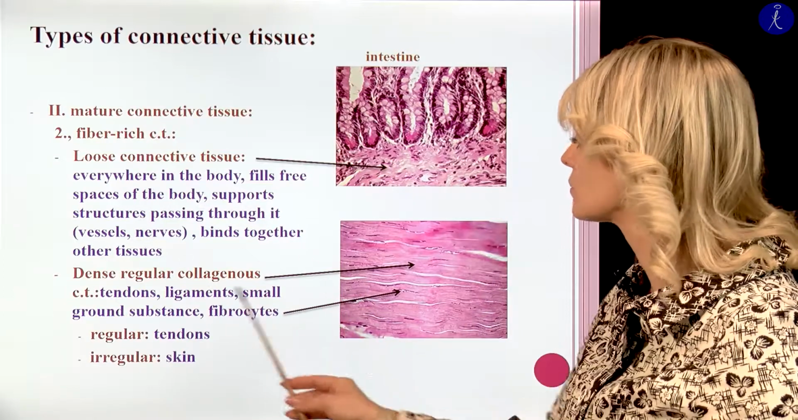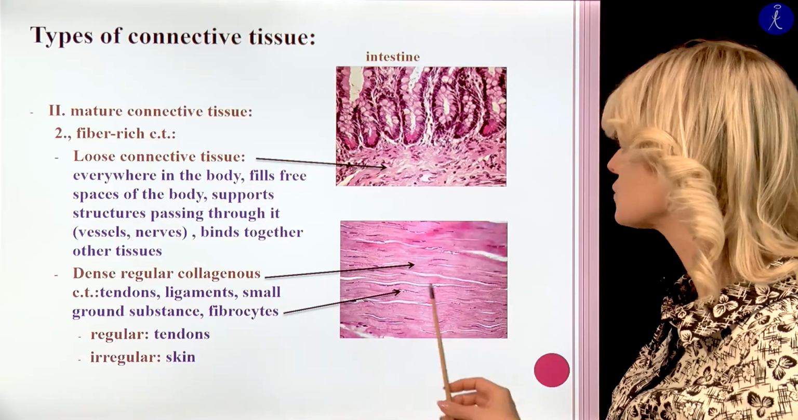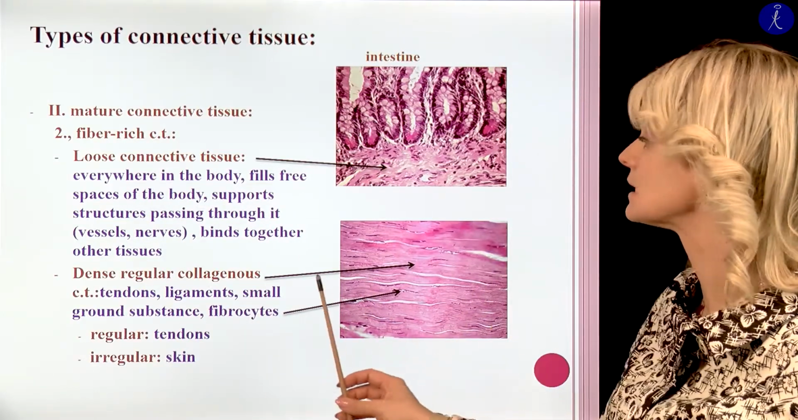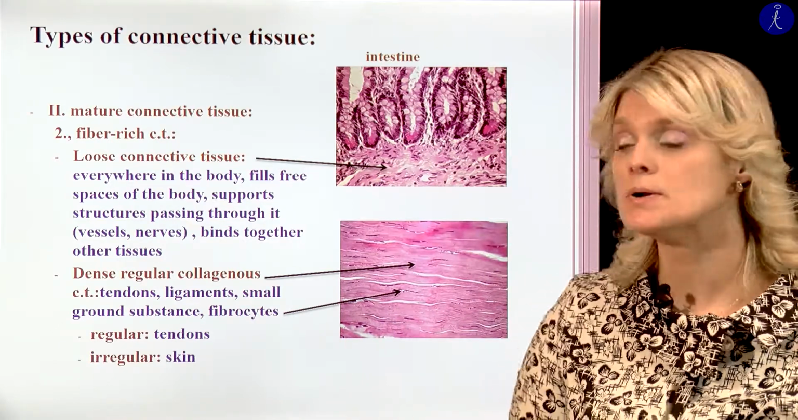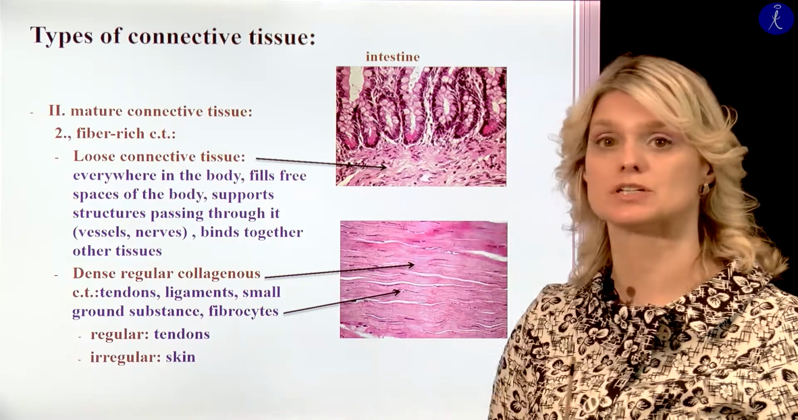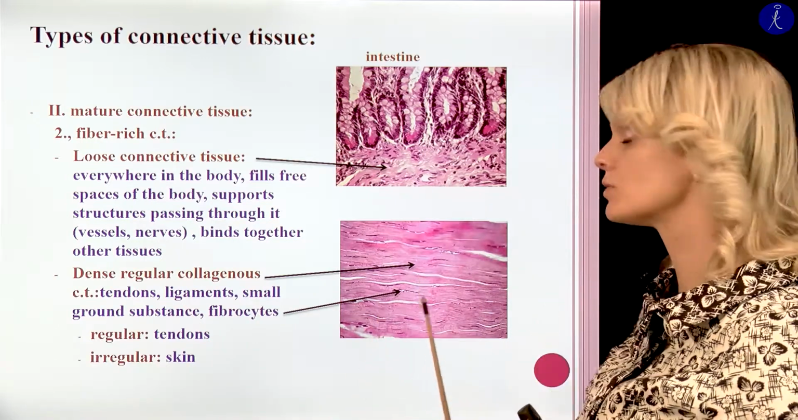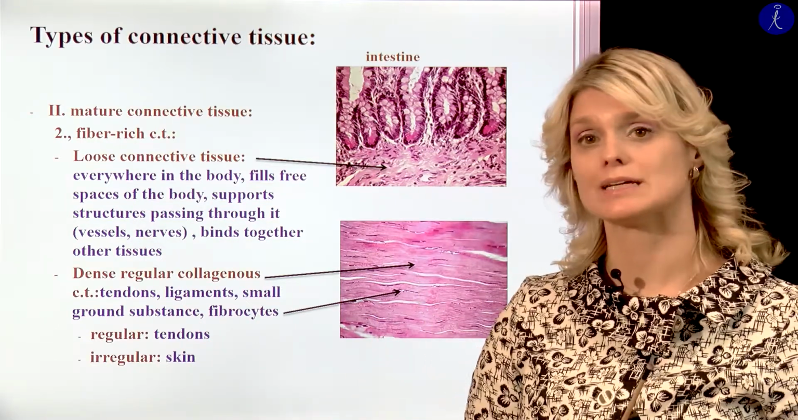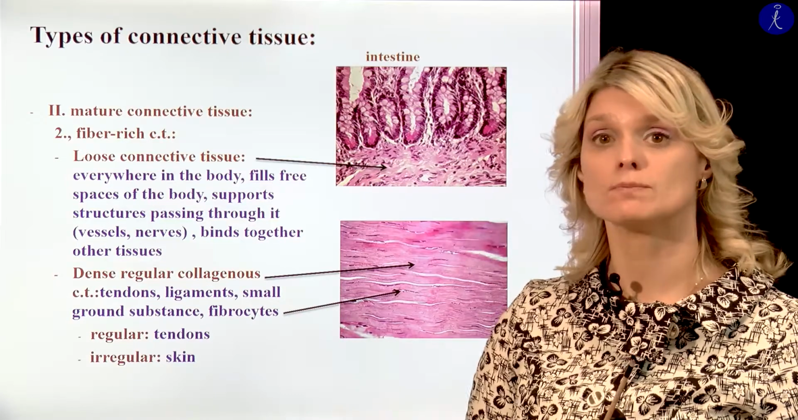The dense regular connective tissue is visible in this picture. I told you, for example, in the ligaments, in the tendons. We can talk about regular dense connective tissue. In here, it's a regular one, but we can talk about an irregular form of it.